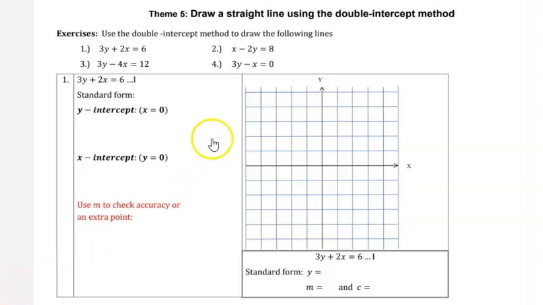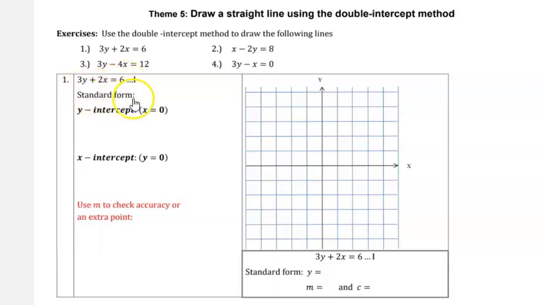Let us look at a few more exercises using the double intercept method. You are welcome to do this on your own, but you can also look later. The answers are also available, but I will just guide you through the steps in this video.